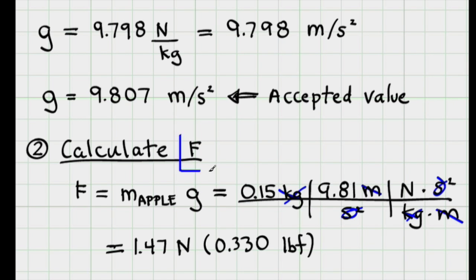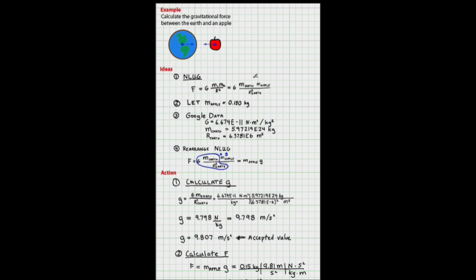So now I can calculate the gravitational force between the Earth and an apple. Here's the equation I'm going to use. I substitute in numbers, and the answer is 1.47 newtons, which is about 1/3 of a pound force. Now I've zoomed out so you can see the whole calculation.